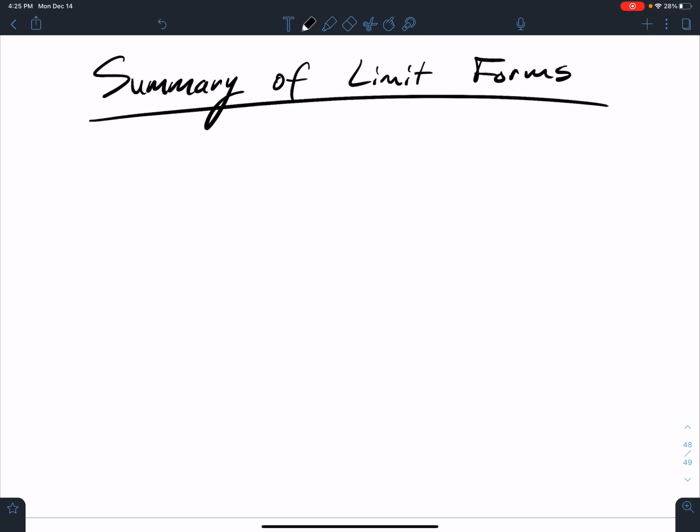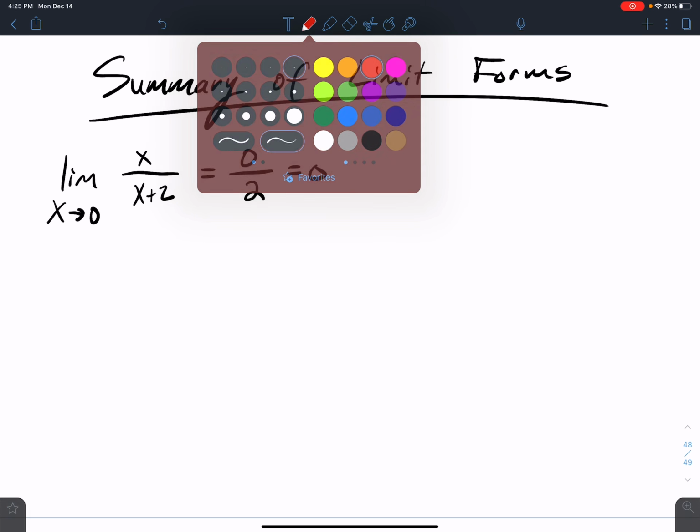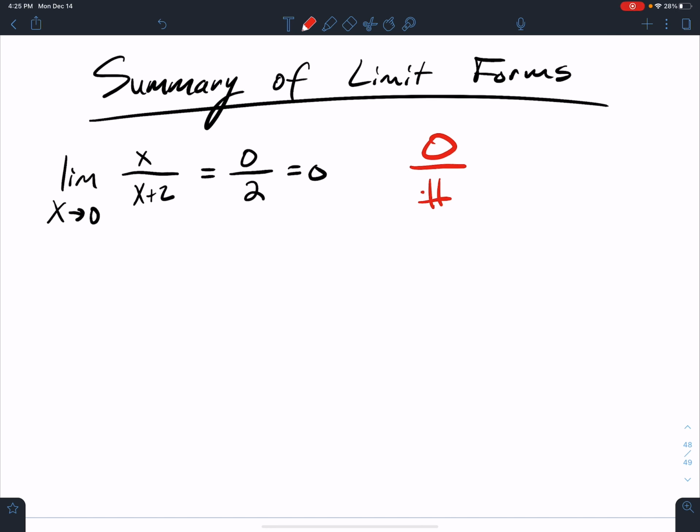So in this video, we're going to do a summary of the different limit forms. Say I have some limit, the limit as x goes to 0 of some function, like x over x plus 2. Whenever I plug this in, I get 0 over 2. Well, what do I know about that limit? That's just 0. So here's the first form. If you get 0 divided by some number, that limit is going to be 0. No work to that at all, right?